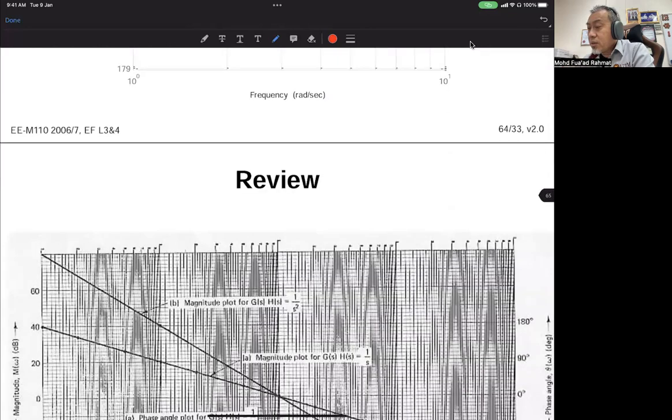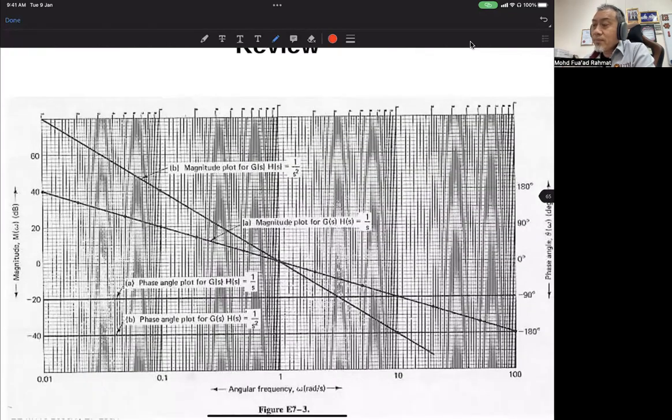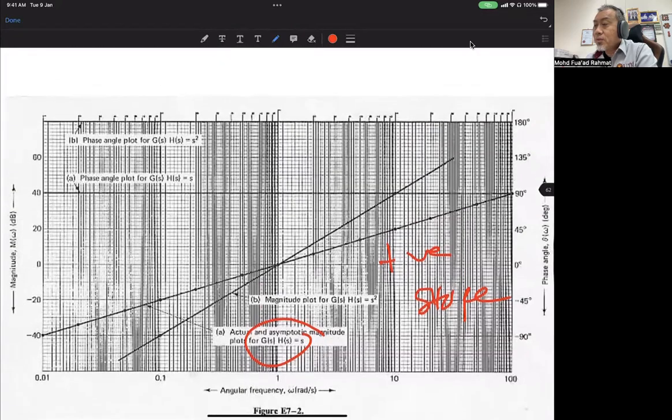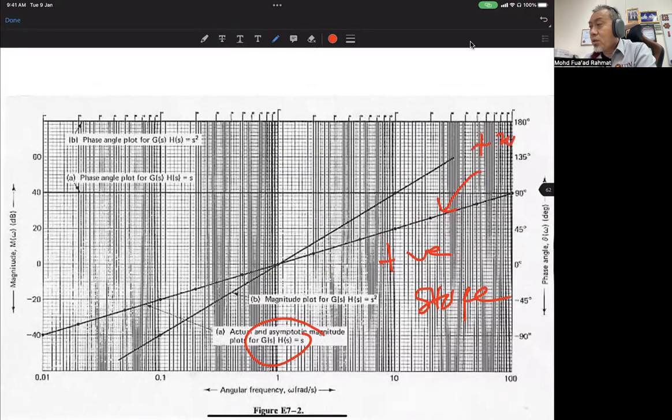For S squared, and for this one is 1 over S. So the slope is minus 20 decibel per decade. But if you have 1 over S squared, it becomes minus 40 decibel per decade. Previously, this one is positive 20 dB per decade, and this one is positive 40 dB per decade.